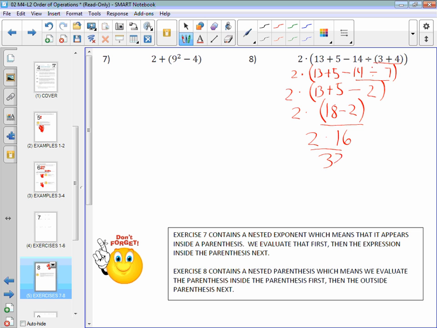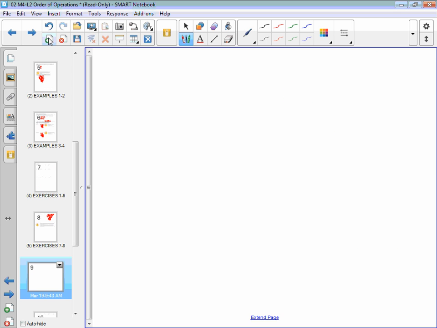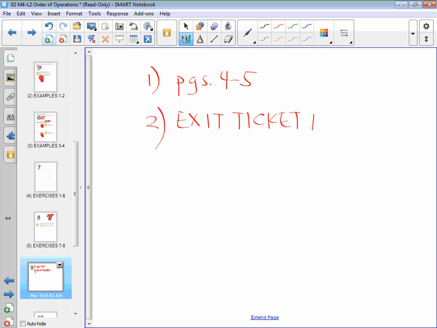Okay, let me tell you what you guys are going to do. And do it in the order that I outlined it here, okay? The first priority is you're going to do pages 4 and 5, the remaining exercises. Number 2, listen, this is the one that's going to count. Exit ticket number 2. I'll show you where it is. Exit ticket number 2 does have to get done on your own. You can partner up for pages 4 and 5. But exit ticket is up here.